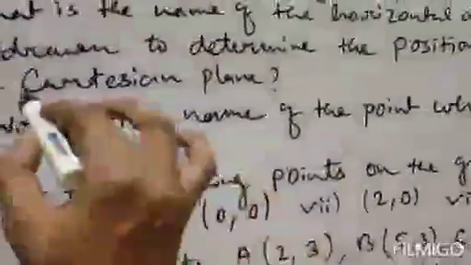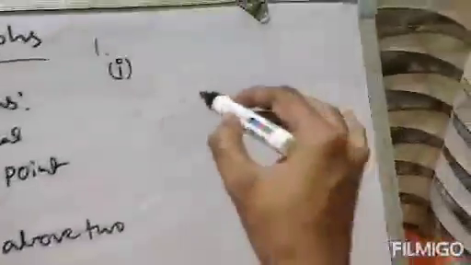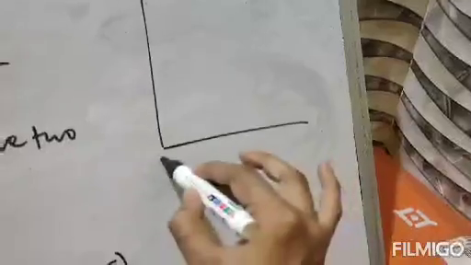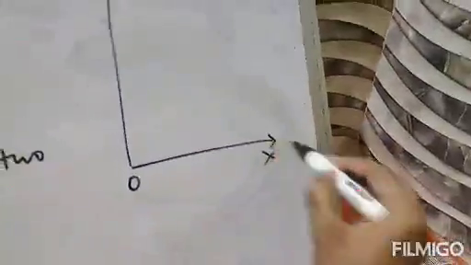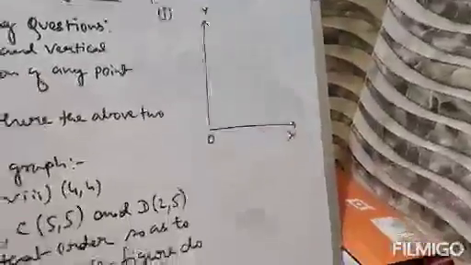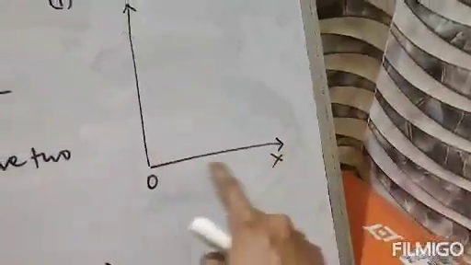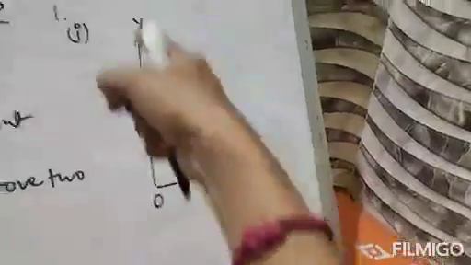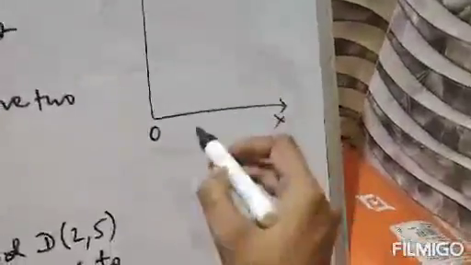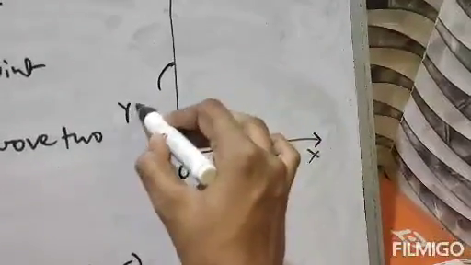So we have just talked about the Cartesian plane, that is, this plane is the Cartesian plane. This OX is the x-axis and this is the y-axis. Now this XOY plane is the Cartesian plane. In this plane we have to find the name of the horizontal and vertical lines drawn. This is the horizontal line and this is the vertical line. That means the horizontal line is the x-axis and the vertical line is the y-axis.